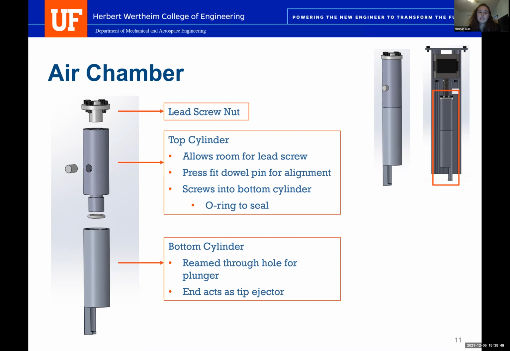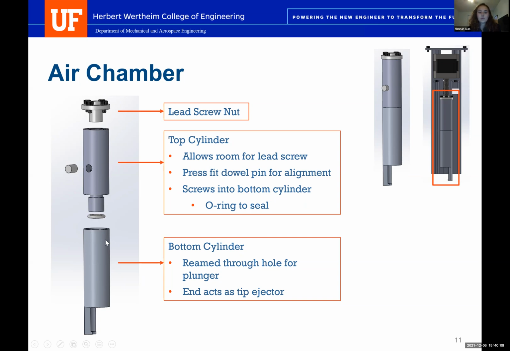So how it works is in the back of our inner housing, we have a slot that runs up and down, and the dowel pin runs up and down the slot. This prevents any unwanted rotation during its movement. And then the top cylinder screws into the bottom cylinder, and it is sealed with this O-ring, which prevents any leaking.